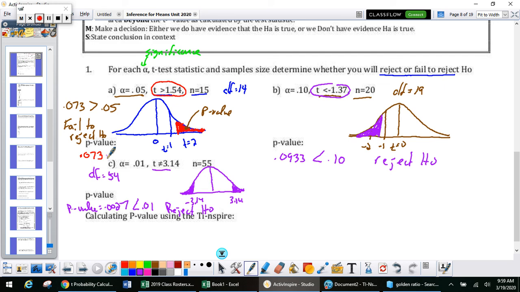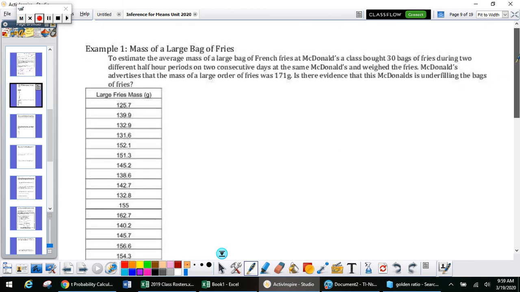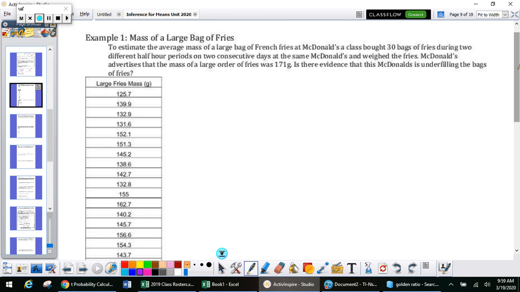Now here's the lovely thing, is that the calculator will really do all of this for us. All right, so now we understand how to get p-values with this t-distribution. Let's go ahead and run through a whole test. Okay, so mass of a large bag of fries. To estimate the average mass of a large bag of French fries at McDonald's, a class bought 30 bags of fries during 2 different half-hour periods on 2 consecutive days at the same McDonald's, and they weighed the fries. Let's assume that they randomly picked the times. McDonald's advertises that the mass of a large order of fries is 171 grams. Is there evidence that McDonald's is underfilling the bag of fries?